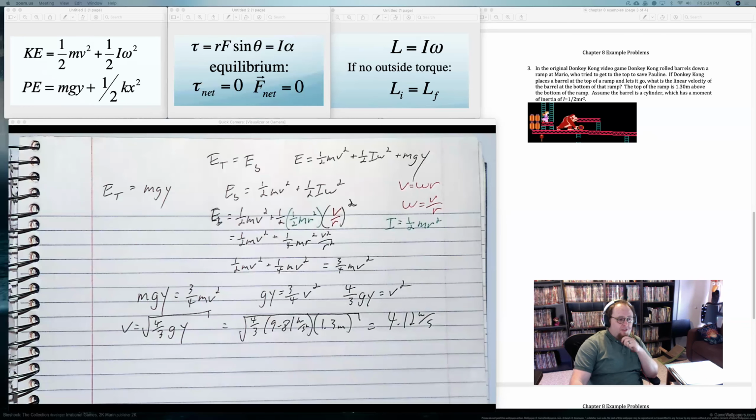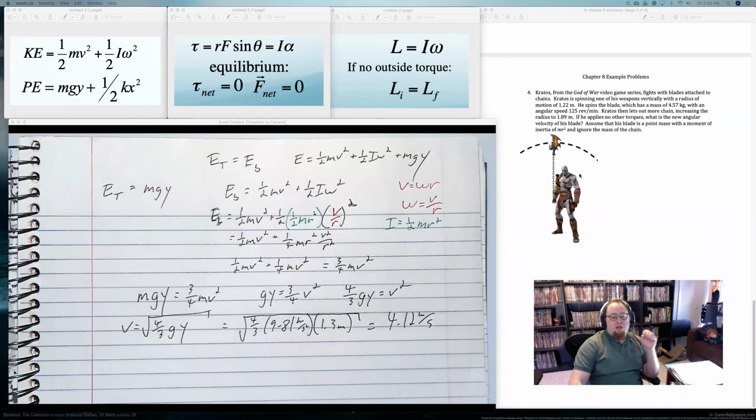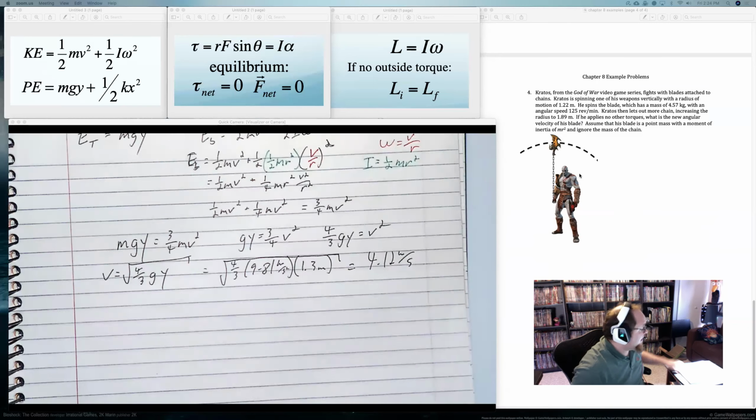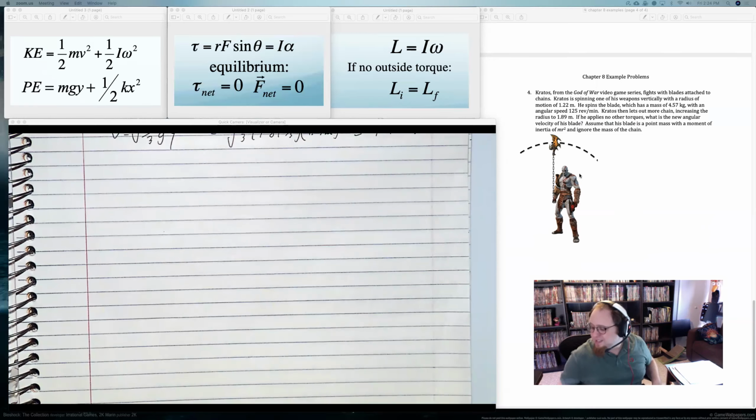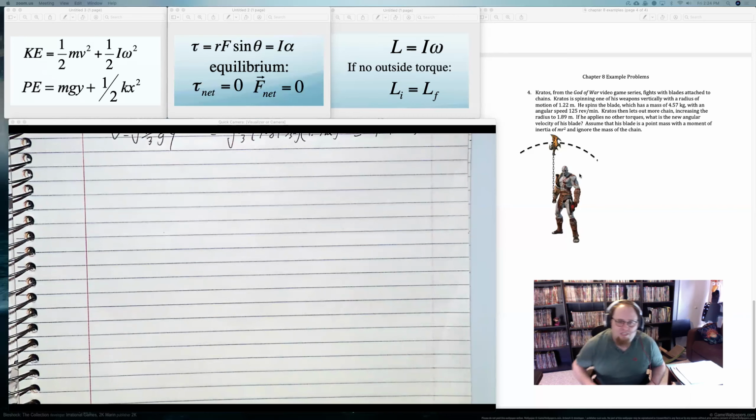The last problem I'm going to do today is going to be conservation of angular momentum. Conservation of angular momentum comes in a lot of different ways, but normally the way you see it show up is someone spinning something and they change its radius or its mass if it's fancy, and that changes its speed. Any problem that has a change in speed due to a change in mass or radius, that's conservation of angular momentum. And this problem is about old school God of War. It's actually older than the new God of War game, although it kind of still works.